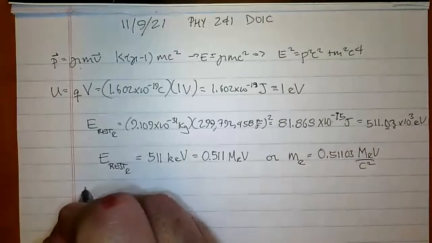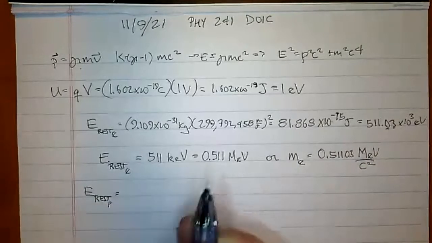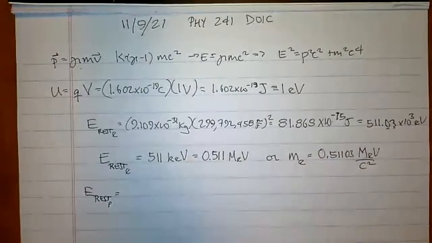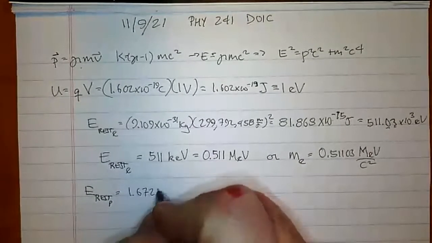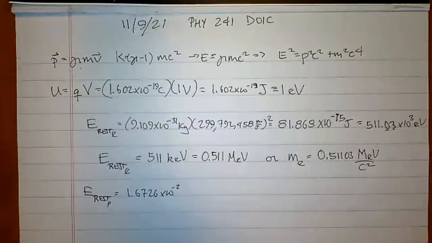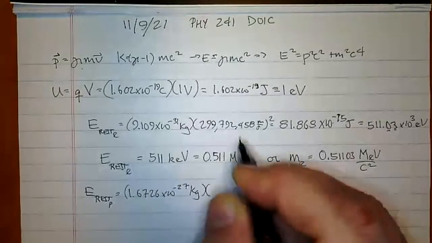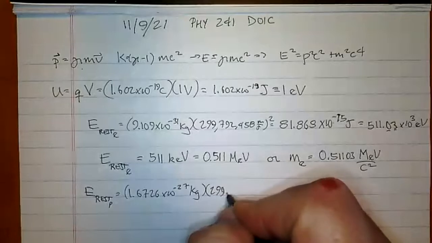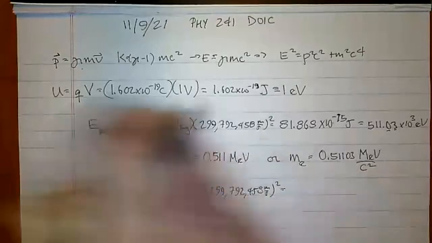Similarly, we could do the rest energy of the proton. And of course, the proton has a mass of 1.6726 times 10 to the negative 28, if I remember correctly. Let's make sure of that. Oh, glad I checked. 10 to the negative 27 kilograms times, again, 299,792,458 meters per second. That quantity is going to be squared.